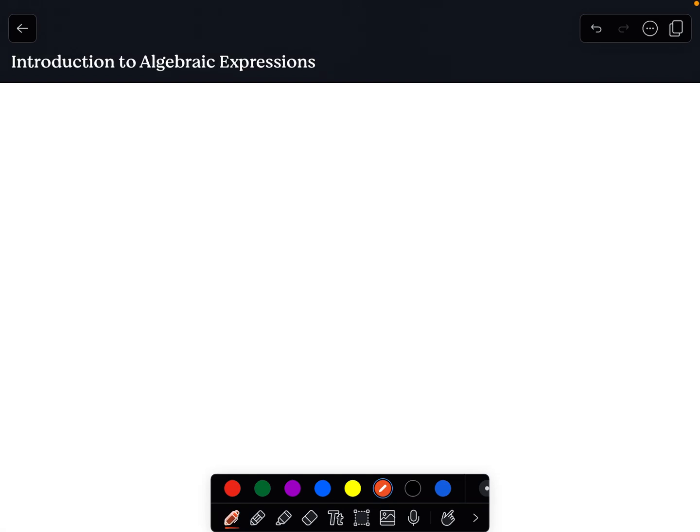Let's talk about algebraic expressions. Now, that might sound complicated, but trust me, algebra is used all the time in ways that we don't always realize we're using algebra. I'm going to start by giving you a real life example.